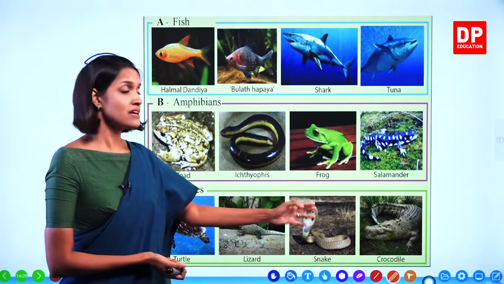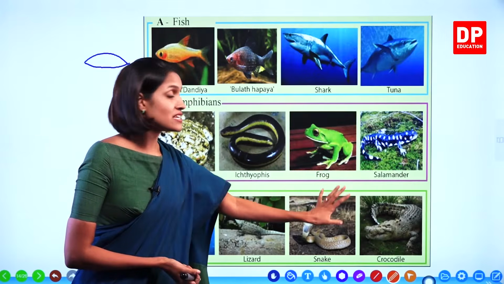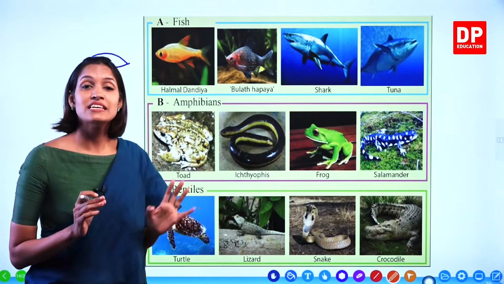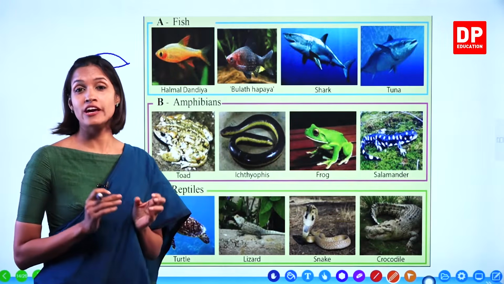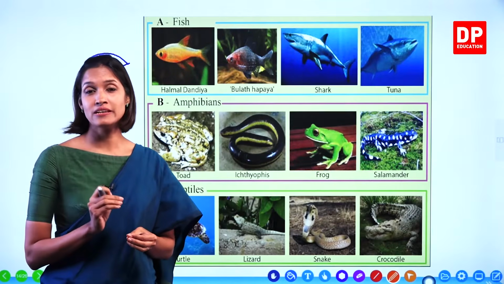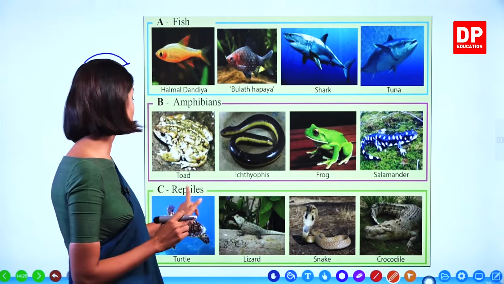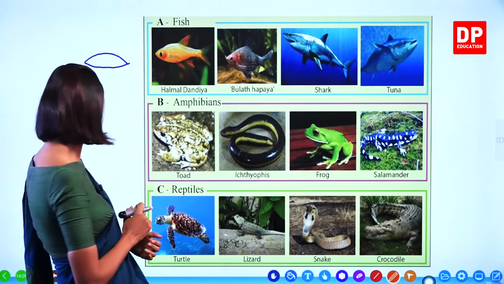They lay eggs, and remember, their skin is very dry. The skin doesn't have any glands on it, therefore their skin is very dry. This is a special feature of these reptiles. Okay? Right.